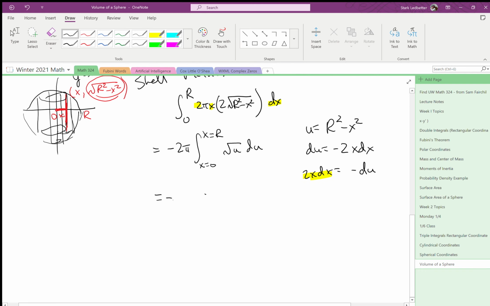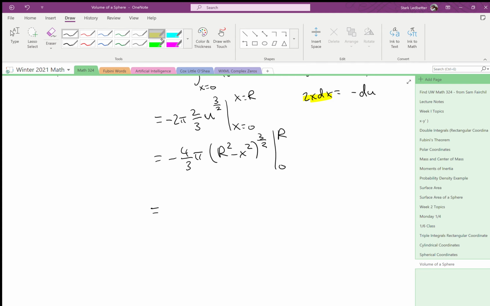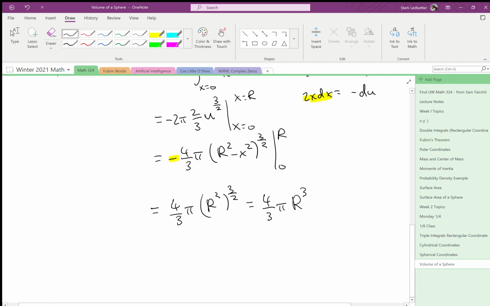Okay, so that integral, negative 2 pi, I'm going to get u to the power of 3/2, adding 1 to the exponent, and then dividing by that exponent, I get a 2/3. X goes from 0 to r, and then I sub that back in, so I get minus 4/3 pi. That seems promising. R squared minus x squared to the 3/2, x going from 0 to r. Putting in r, I get 0. Putting in 0, I have minus and negative again. So I have positive 4/3 pi r squared to the 3/2, which works out to r cubed. And I don't have to worry about sign because r is the radius, so it's positive.